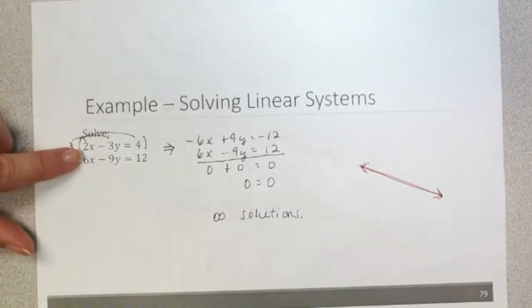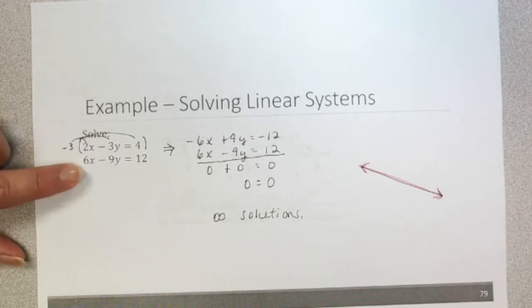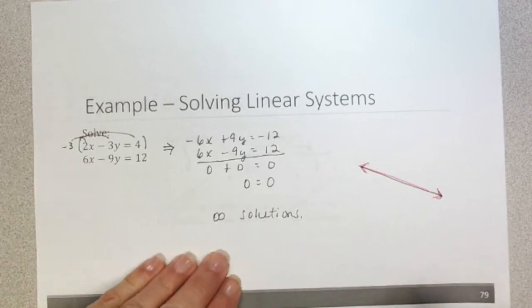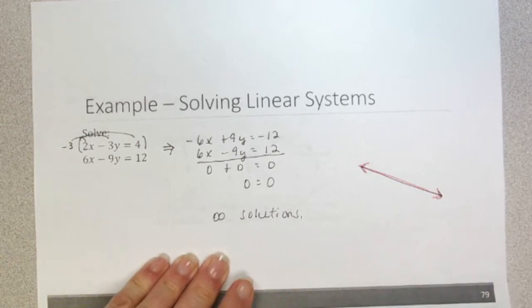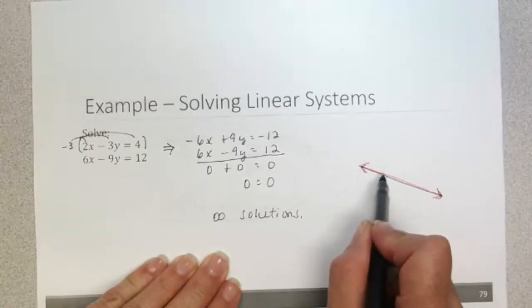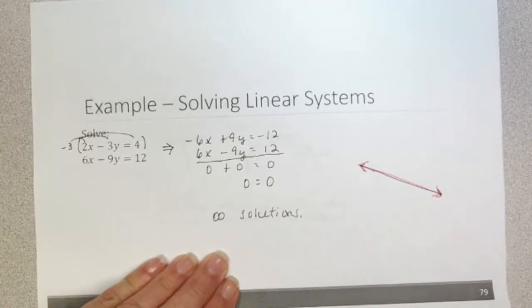Okay? Any solution to the first equation, any ordered pair that makes the first equation true is also going to make the second equation true. Right? So any x and y combination that make one equation true will also make the other equation true. And there will be infinitely many ordered pairs because, of course, a line goes on forever and ever, and every point on that line can be represented by an ordered pair.